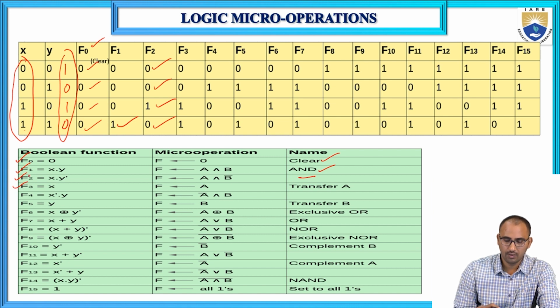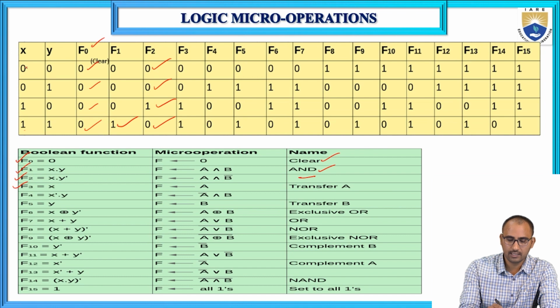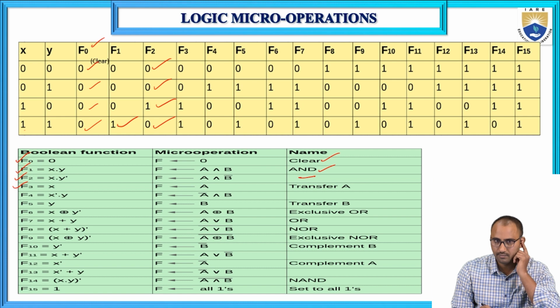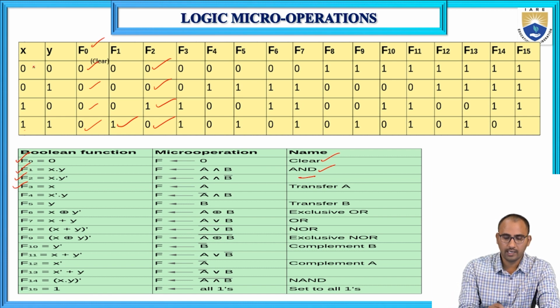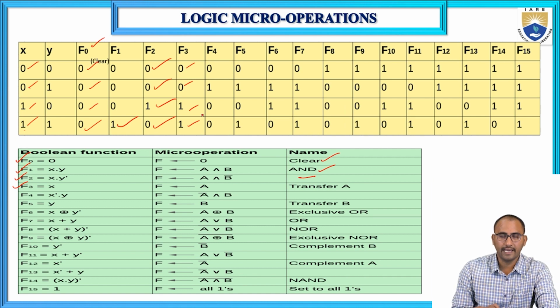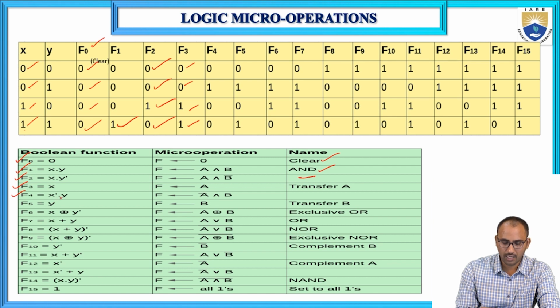F3. So what is F3? F3 is equal to x. That means whatever the x values are there, that will be transferred to the register. In x, what are the values? 0, 0, 1, 1. So the same 0, 0, 1, 1. In the X register, whatever the values are there, the same values will be transferred to the register F3.